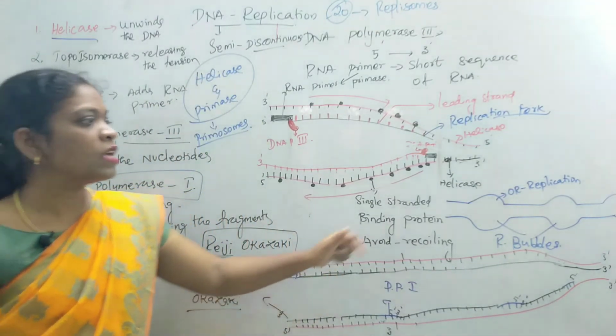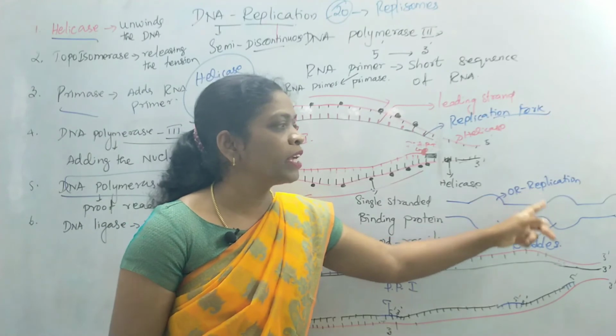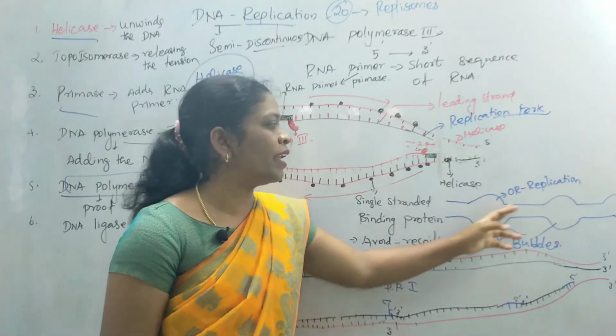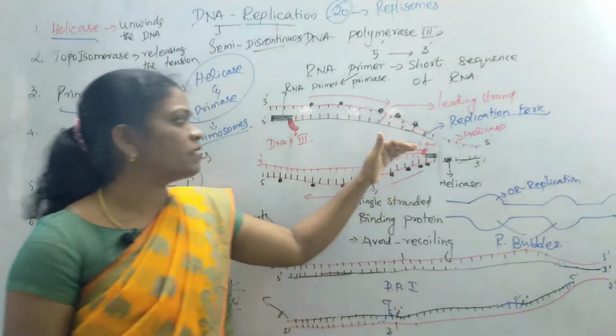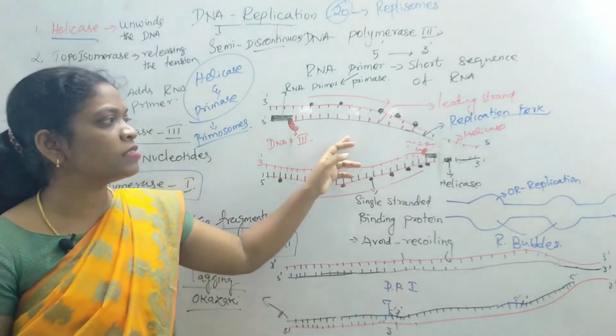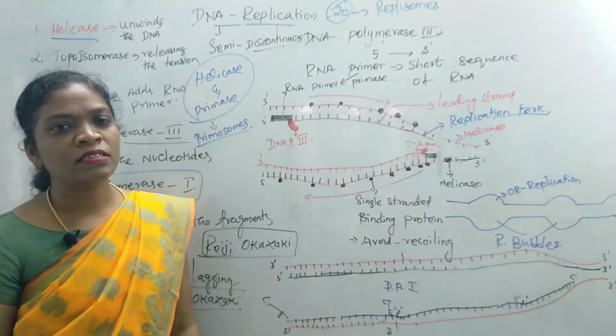In eukaryotes, there are multiple origins of replication that form a bubble-like structure, known as the replication bubble. But this helicase enzyme unwinds the DNA strand and makes the replication fork-like structure.